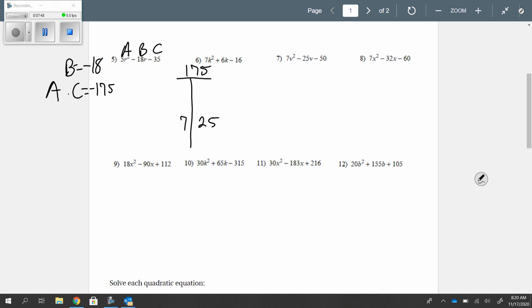Can that get us to negative 18? Yes. And can it get us to negative 175? Yes. We just need to figure out which one is negative. We're only going to make one negative because A times C is negative as well. B is negative, so we know the bigger number needs to be negative, so all we have to do is make 25 negative. Boom, we just found our two winning factors, 7 and negative 25.